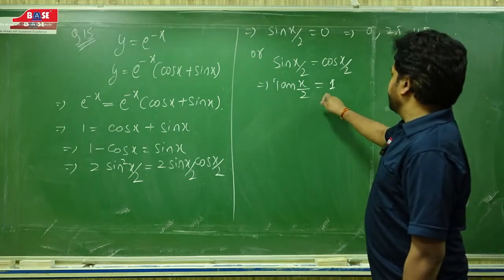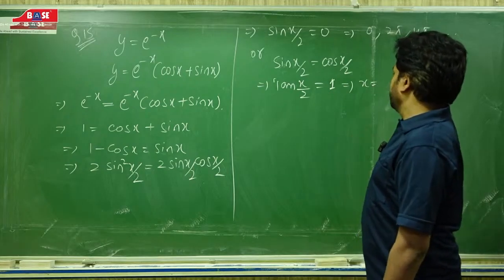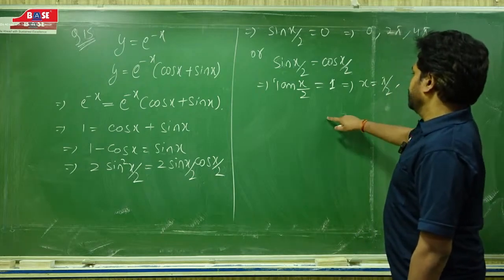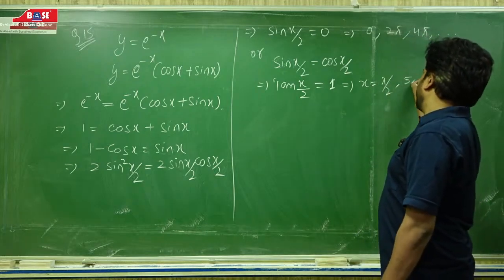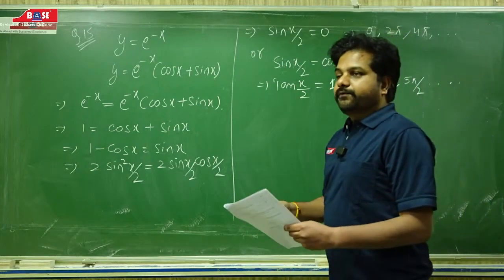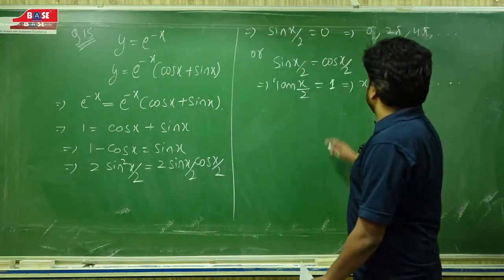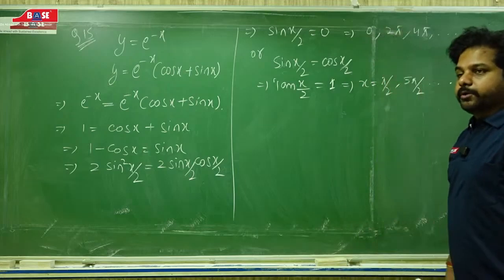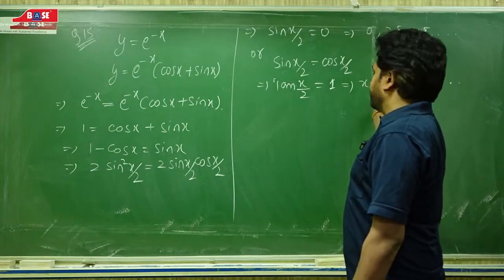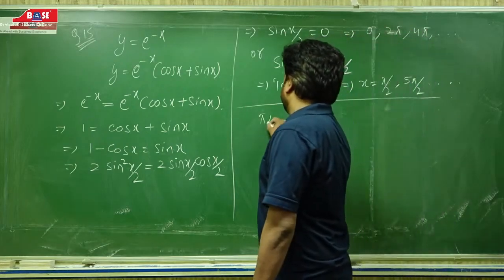Now let's talk about tan x by 2. Tan x by 2 will give us 1 at x equals pi by 2. Next, it has to give the positive value again, so it will be 5 pi by 2. Our interval is given from 0 to 10 pi, right? So 10 pi is the boundary point. From 0 to 2 pi, we have pi by 2.